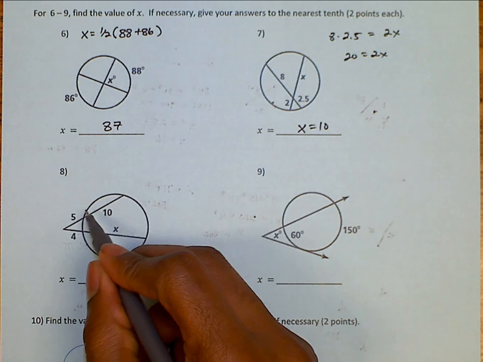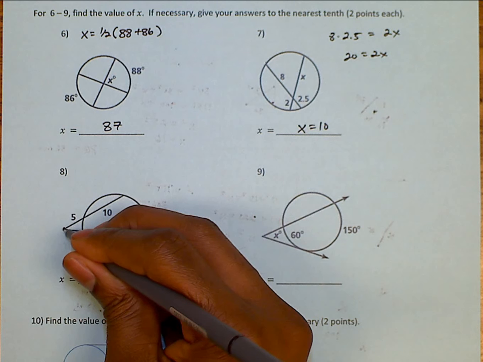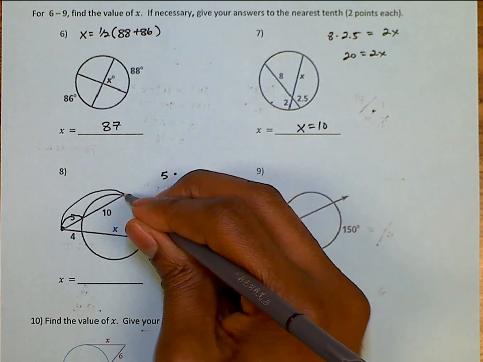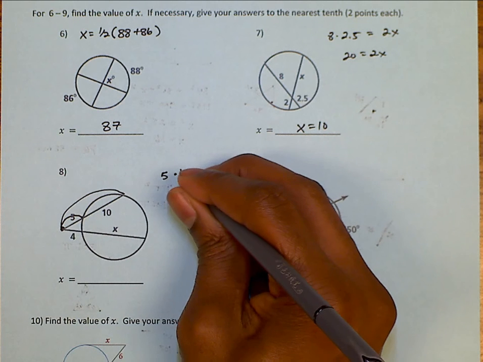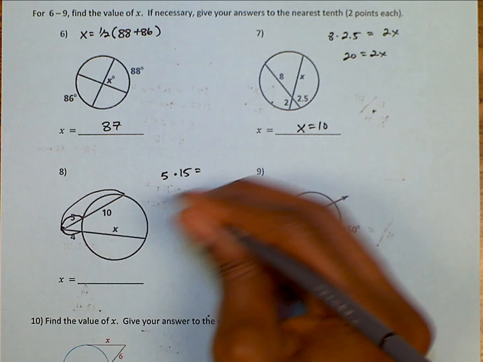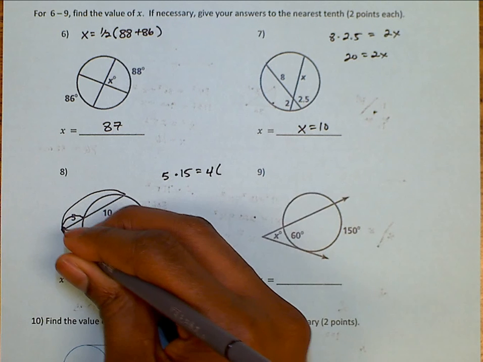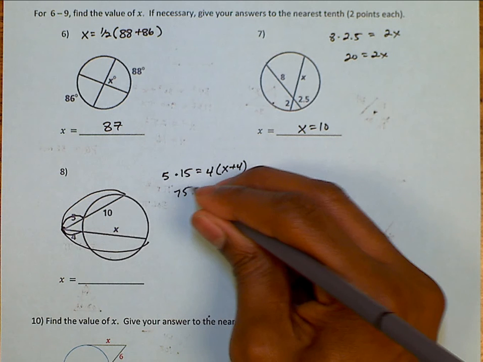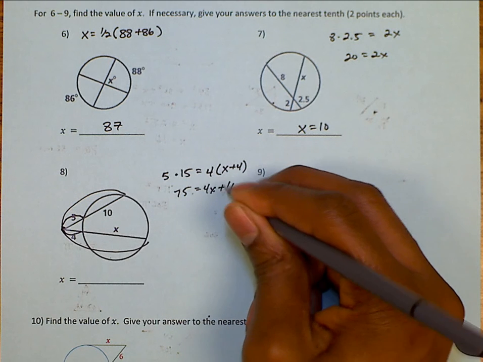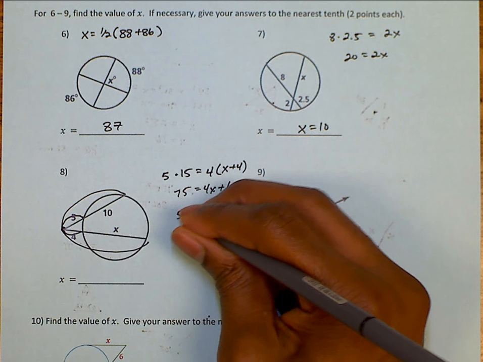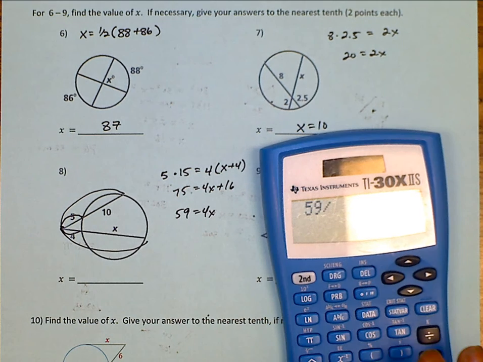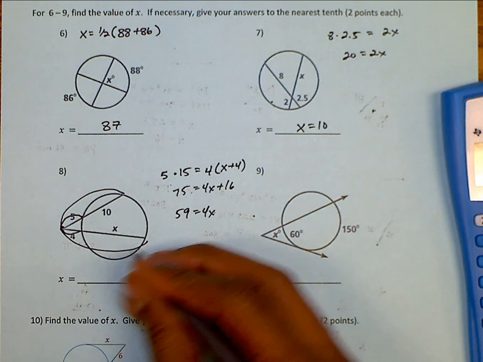Number 8, again, the distance from the edge of the circle, so 5 times 15 should equal 4 times x plus 4. Okay, and so that gives us 75 equals 4x plus 16. Subtract 16, that gives us 59 equals 4x, divide 59 by 4. Do that with a calculator. 59 divided by 4, 14.75. So x is 14.75 in that case.